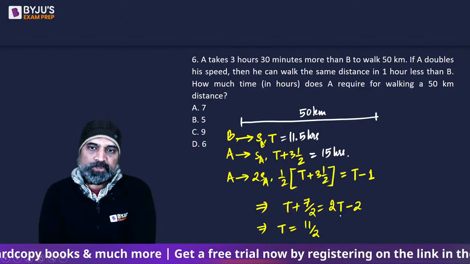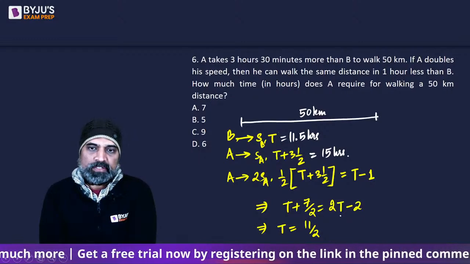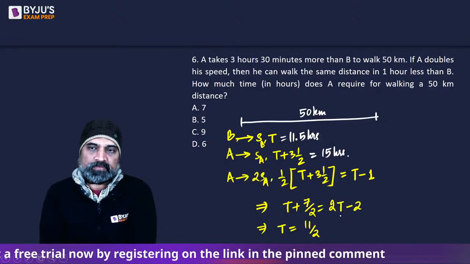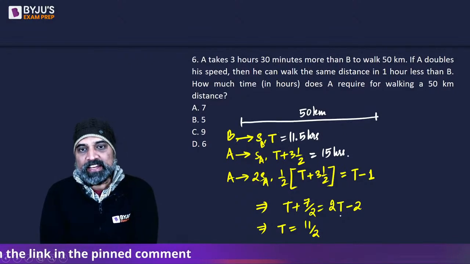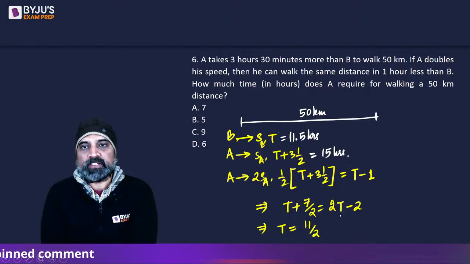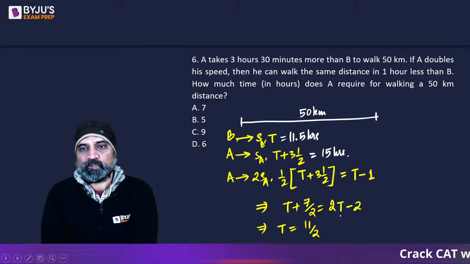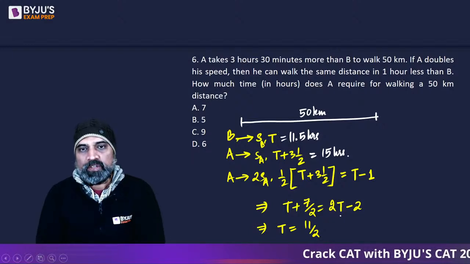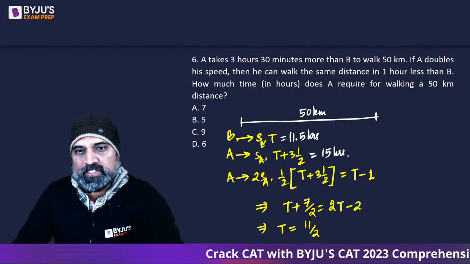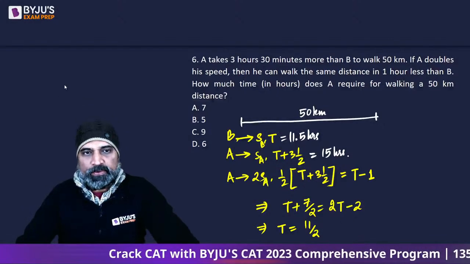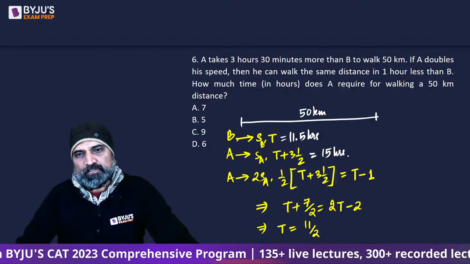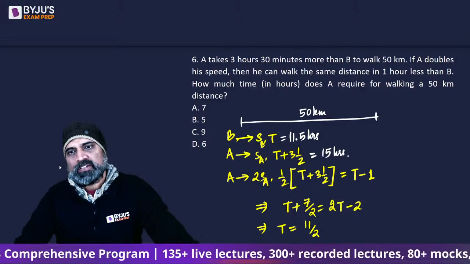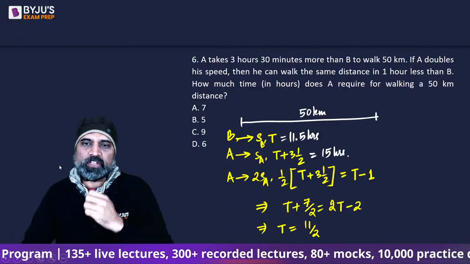Is there any calculation mistake? Okay. How much time in hours does A require for walking a 50 kilometer distance? Hold on. How much time does A require? So is it about initially that he was taking the time, or is it after he's taking the time? What are we talking about here?